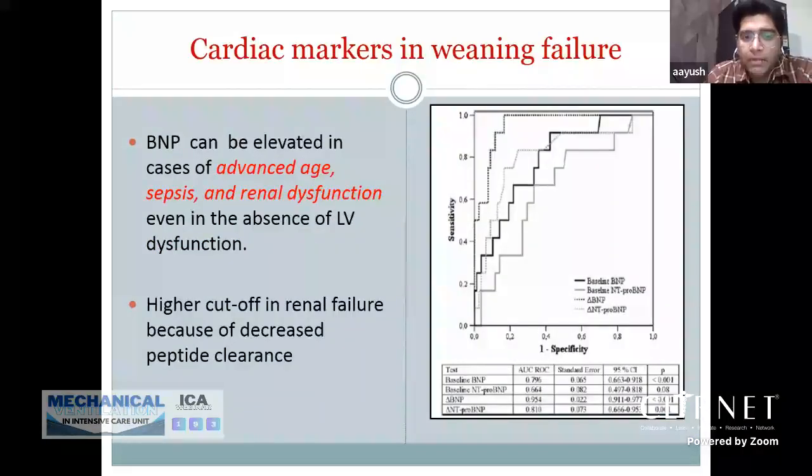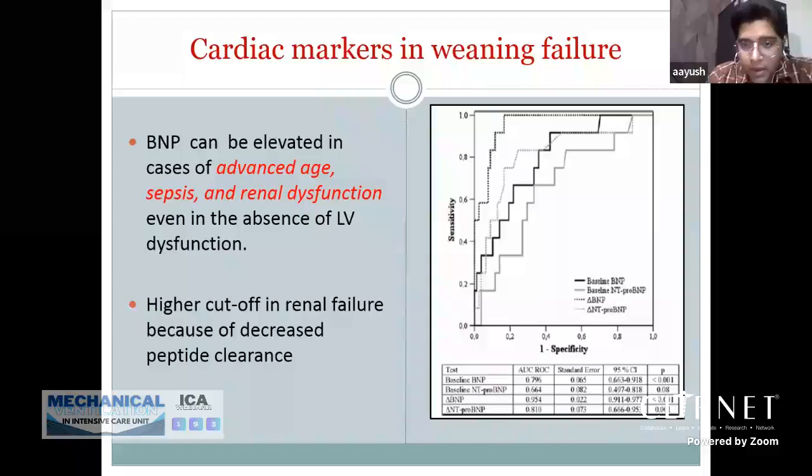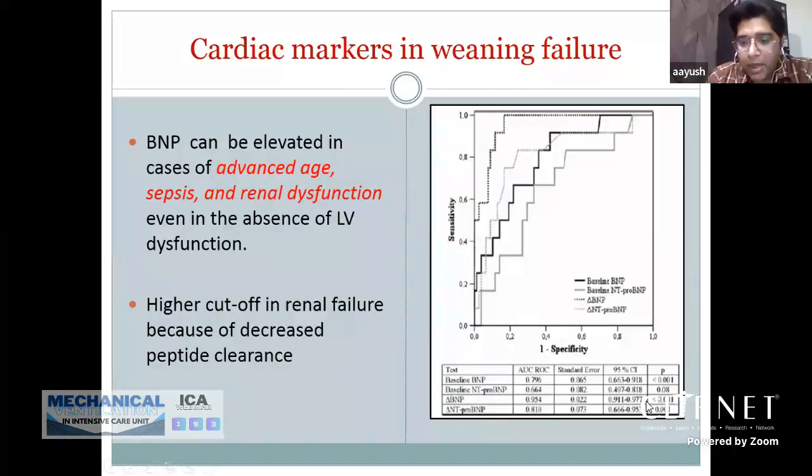Also keep in mind that BNP values can be elevated in patients of advanced age, elderly patients, sepsis patients, and kidney dysfunction patients, even in the absence of LV dysfunction. So you have to use delta BNP and delta NT-proBNP to diagnose weaning-induced failure. A higher cutoff can be used in renal failure because of decreased peptide clearance. This graph shows that delta BNP and delta NT-proBNP are quite specific and sensitive to diagnose weaning failure as compared to just using the NT-proBNP or just using the BNP values.